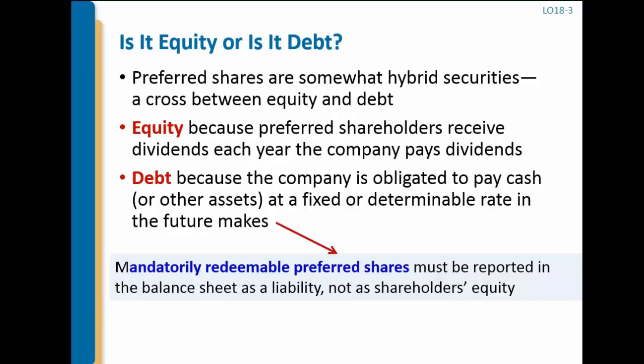Now, mandatorily redeemable preferred stock must be reported on the balance sheet as a liability and not as shareholder equity. So the idea is that if you have to pay the dividend, it's going to be debt and it's not going to be equity. Debt is you have to pay it. You absolutely have to pay your bills or bondholders get really, really angry.